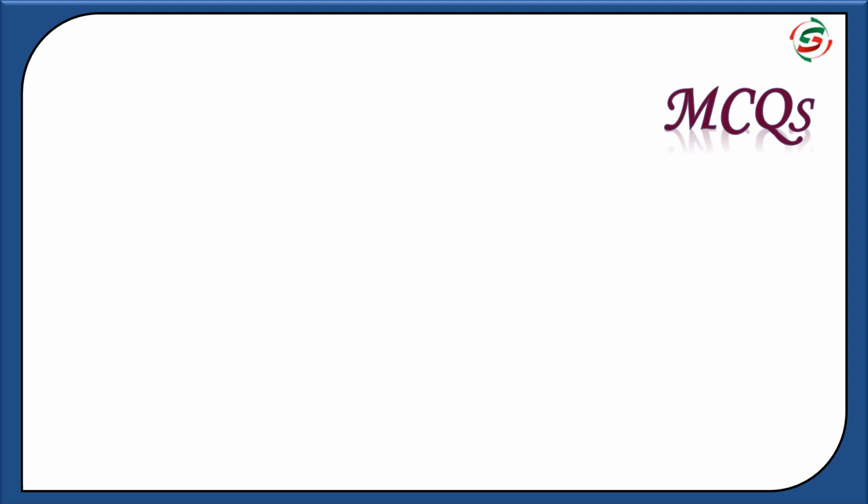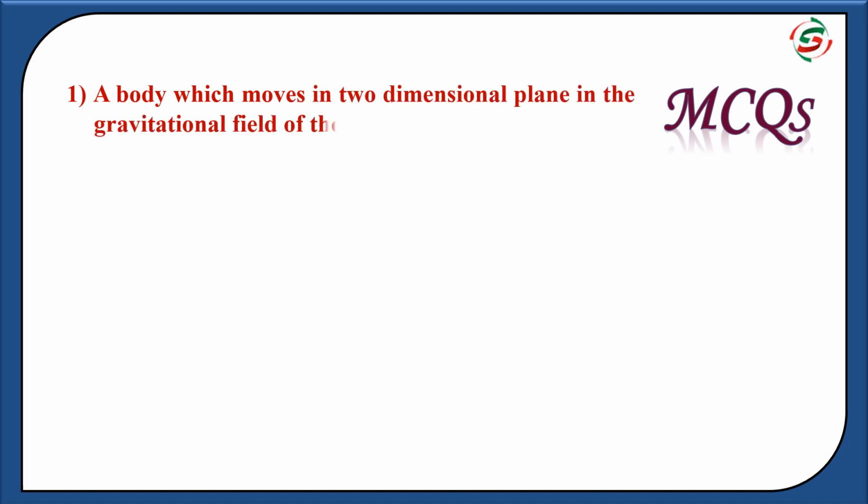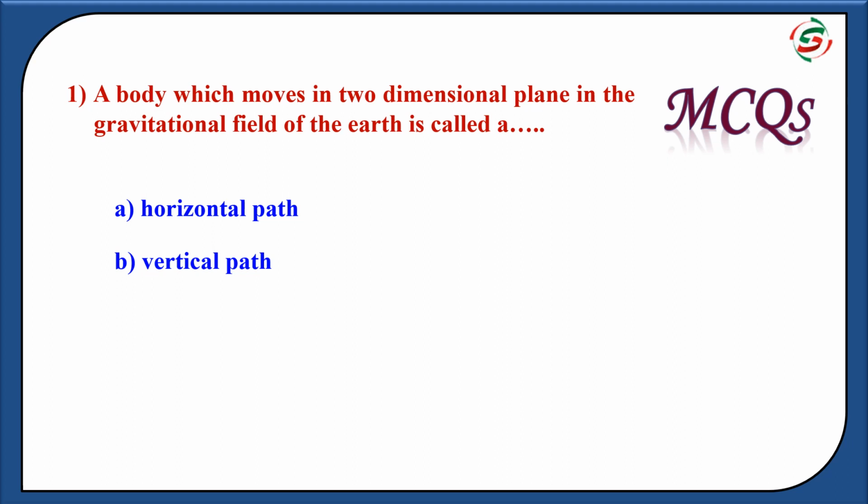Now, MCQs for you. A body moves in two-dimensional plane in the gravitational field of the Earth is called: number A, horizontal path; number B, vertical path; number C, hyperbola; number D, projectile. So your answer is projectile, number D.